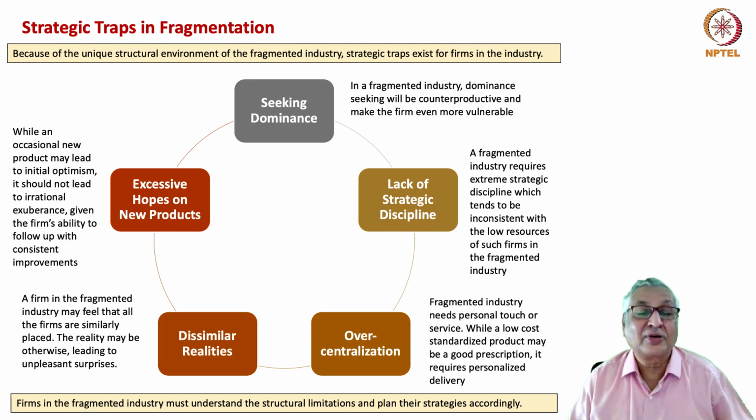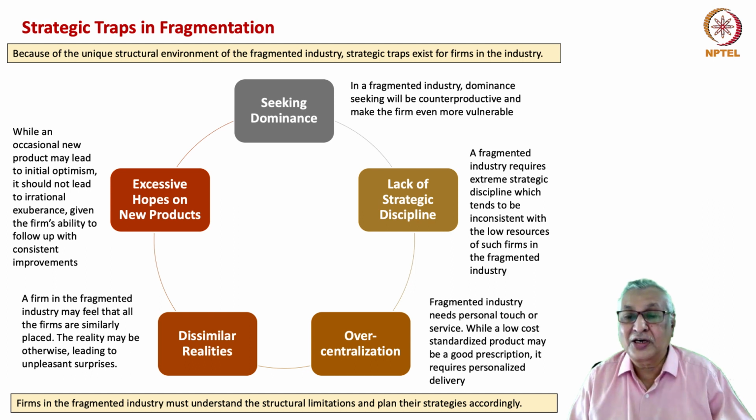Are there strategic traps in fragmentation? We may say that a fragmented industry, by definition, is not an industry that is great. However, there could be further traps in a fragmented industry because of the unique structural environment. You may be a player in a strategic manner, but you may misapply the strategy. You may try to seek dominance. In a fragmented industry, seeking dominance will be counterproductive and could make the firm even more vulnerable. Because what is there? The pie is not large enough. The single slice that is available for you is too small to adopt any of the strategies of the higher order in the fragmented industry. So seeking dominance is generally ruled out, except through M&A.